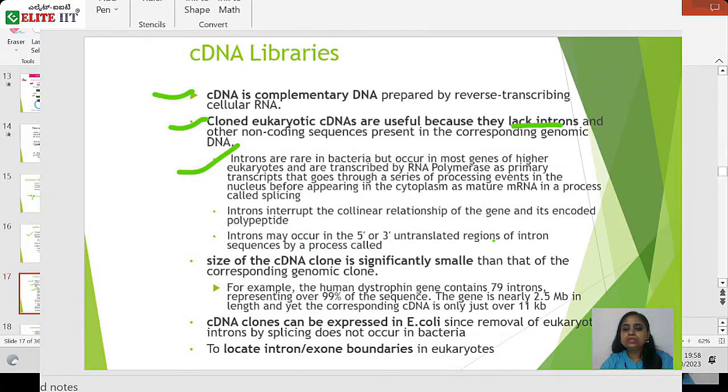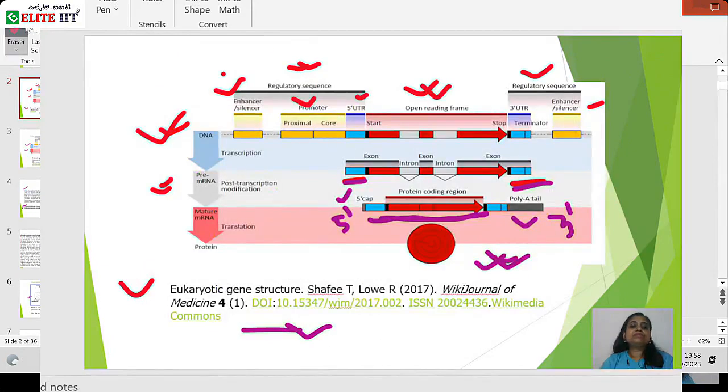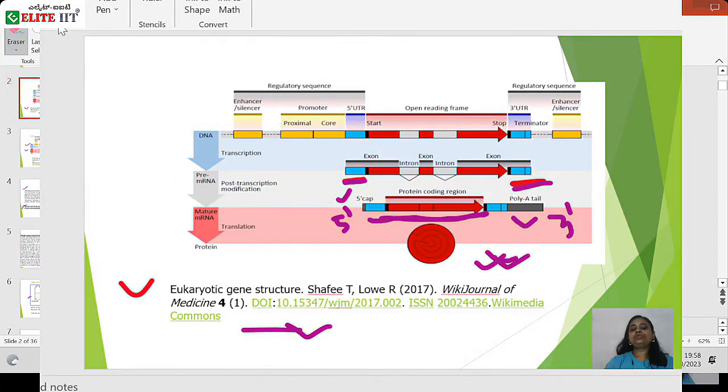Now, the size of the cDNA clone is significantly smaller than that of the corresponding genomic clone. Obviously, I have shown in the eukaryotic system here that if you make a genomic library, you have to construct it from the DNA, the whole genome. So that size will be higher than the mRNA, because you are removing at least the intron part.